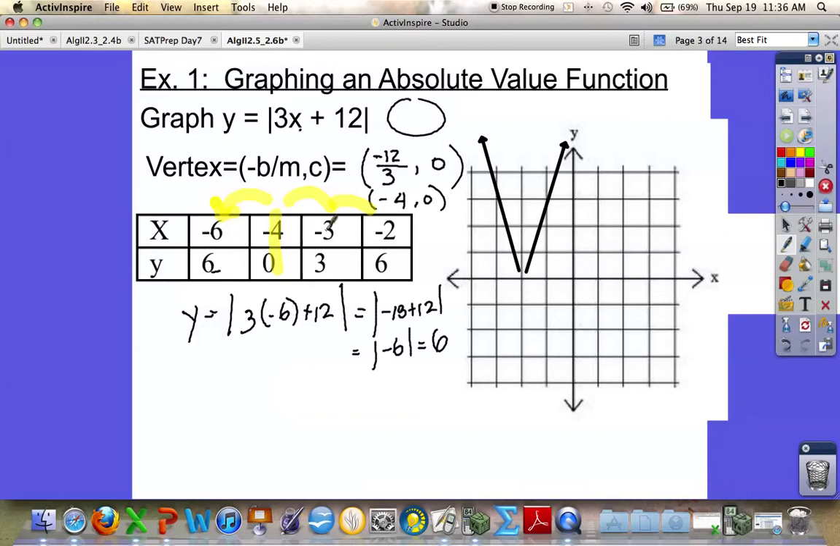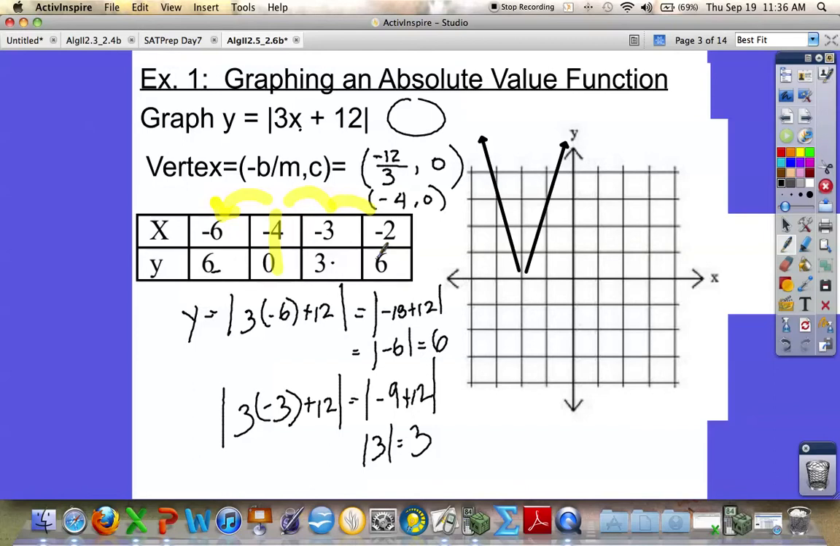Let's plug in negative 3. 3 times negative 3 plus 12, and that gives us negative 9 plus 12, or the absolute value of 3, which is 3. And so you have a 3. And now if you do the negative 2, you would plug it in and get 3 times negative 2, which is negative 6, plus 12, which is positive 6, and the absolute value is 6.